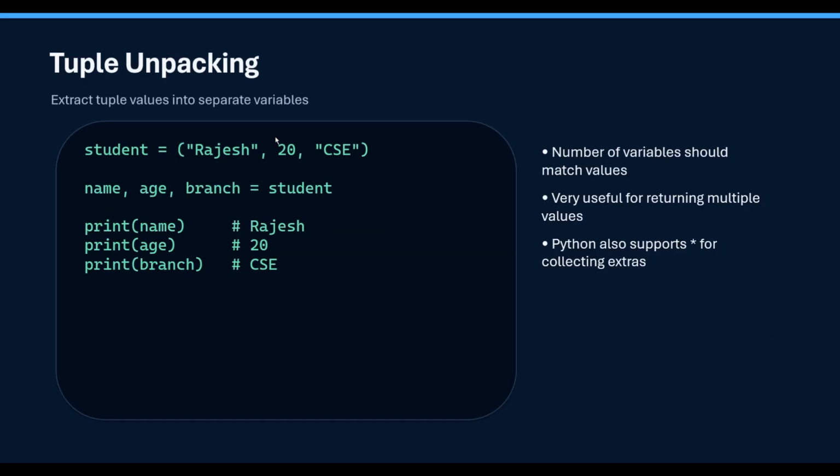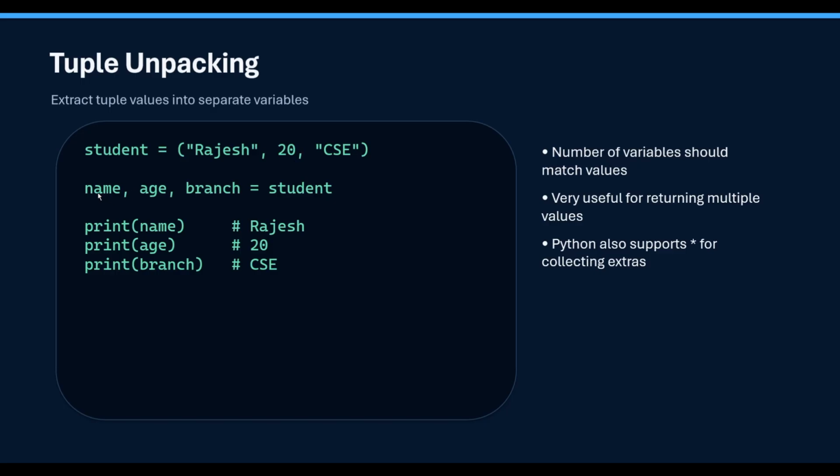Now we have tuple unpacking. What is unpacking? It is the opposite of packing. If packing puts all the comma separated values into one tuple, unpacking separates those values into different variables. In this example, student is a tuple with three values: Rajesh, 20, CSE, meaning name, age, and department or branch.